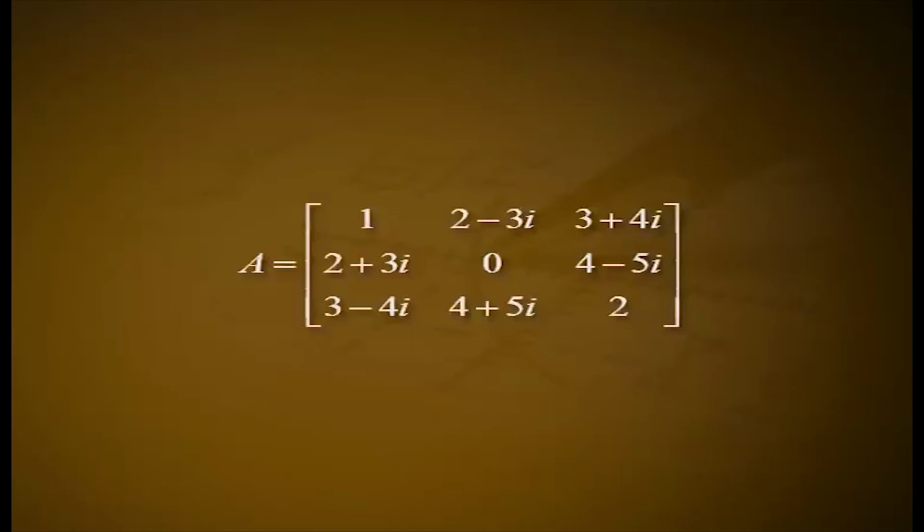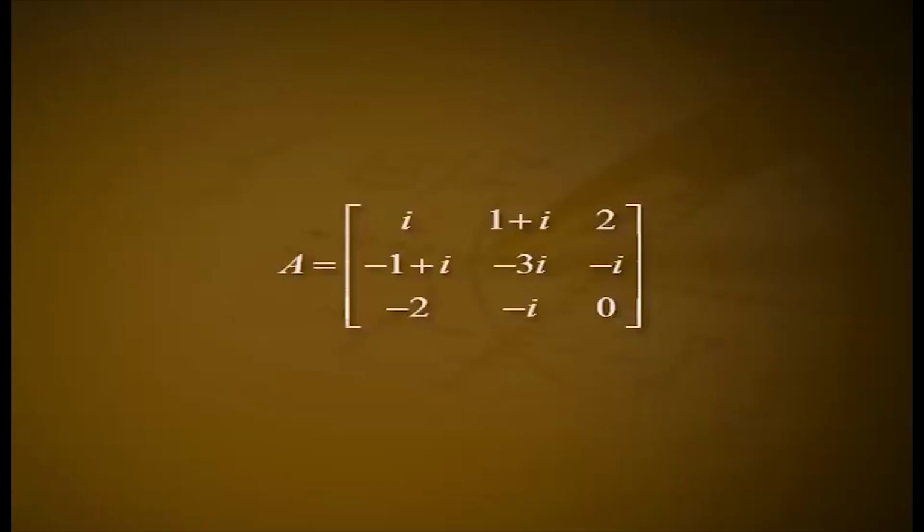Example 9. Let A be the matrix [1, 2 minus 3i, 3 plus 4i; 2 plus 3i, 0, 4 minus 5i; 3 minus 4i, 4 plus 5i, 2]. It is a Hermitian matrix. A square matrix A is said to be skew Hermitian if A star is equal to minus A, that is if transpose of conjugate of A is negative of the matrix A. In that case, if A equal to matrix Aij is skew Hermitian, then conjugate of Aji is negative of Aij for all i and j.